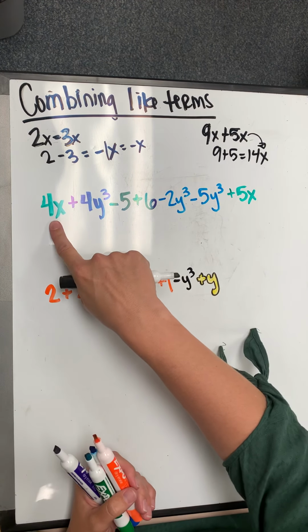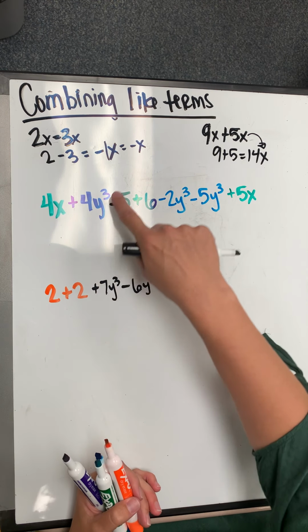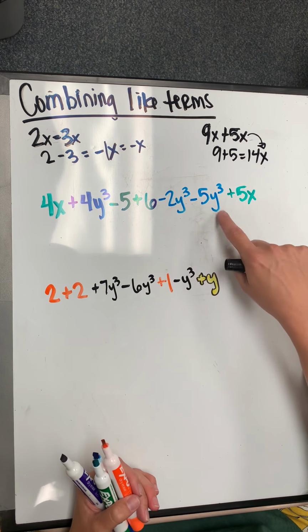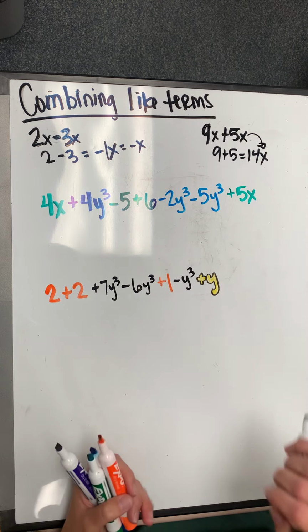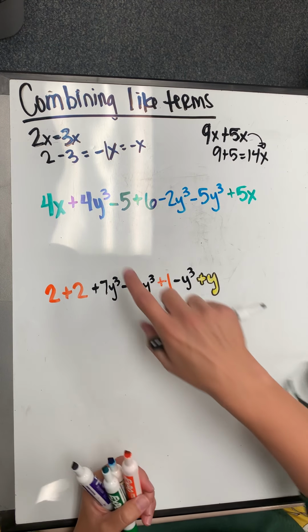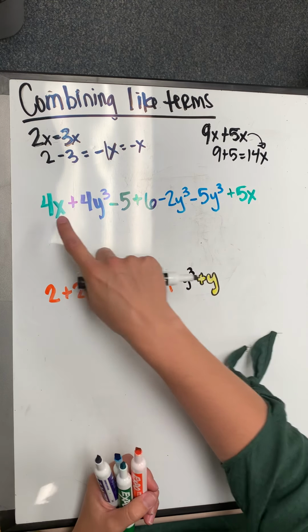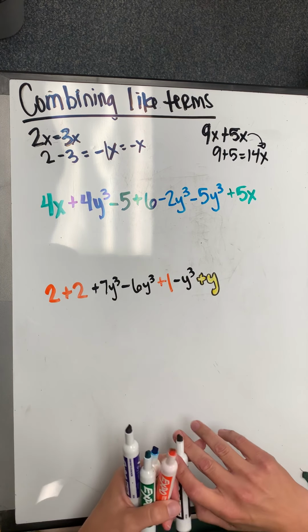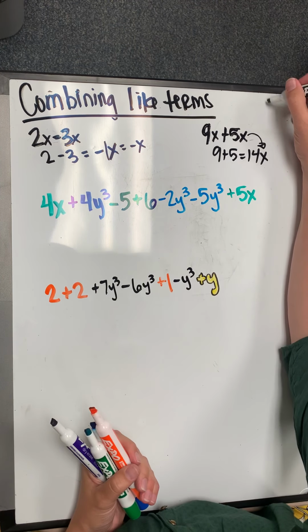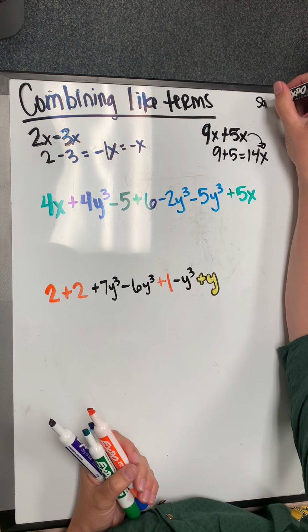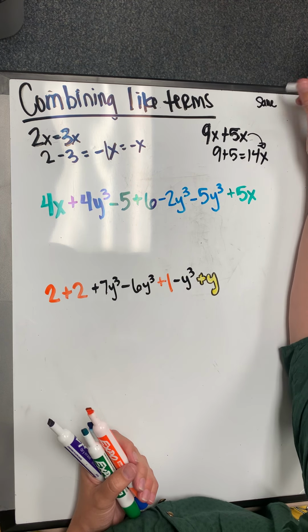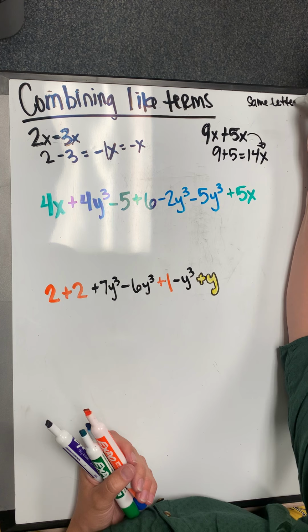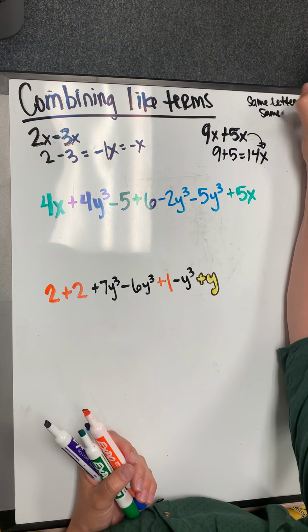This first one, you'll notice it says 4x plus 4y to the third minus 5 plus 6 minus 2y to the third minus 5y to the third plus 5x. And I have it color coded so that you guys can see the different terms. X's go with x's, y's go with y's, and remember, you have to have the same variable, same letter, and same exponent.